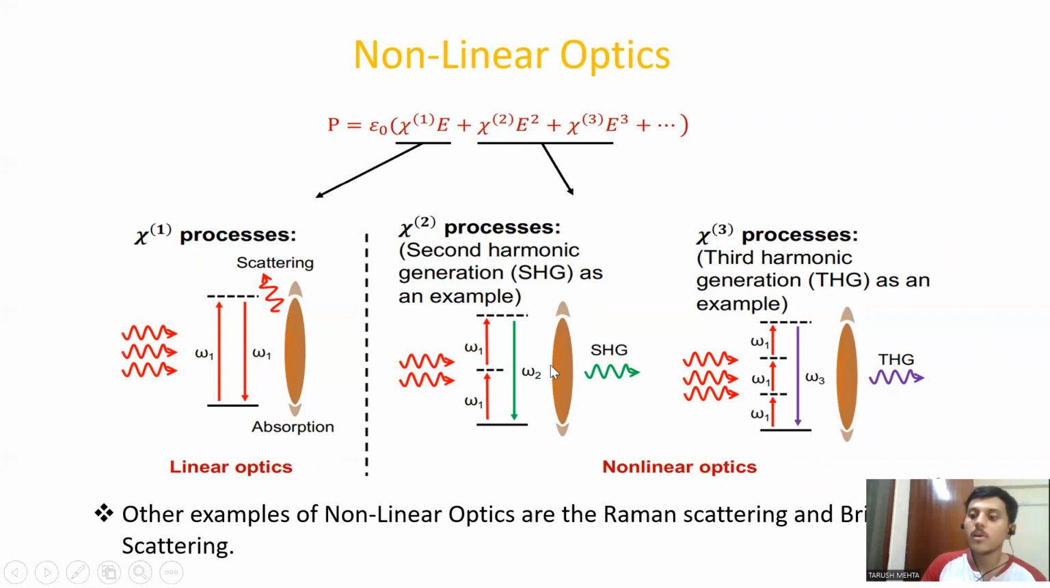Even the fluorescence that we observed, where light of a particular wavelength was being absorbed and light of another wavelength was being emitted, is also an example of nonlinear optics. Similarly, we can also see the third harmonic generation example. Here omega 3 coming out would be 3 times omega 1. So the emitted photon does not have the same energy or frequency as the absorbed photons. Other examples of nonlinear optics are Raman scattering and Brillouin scattering.